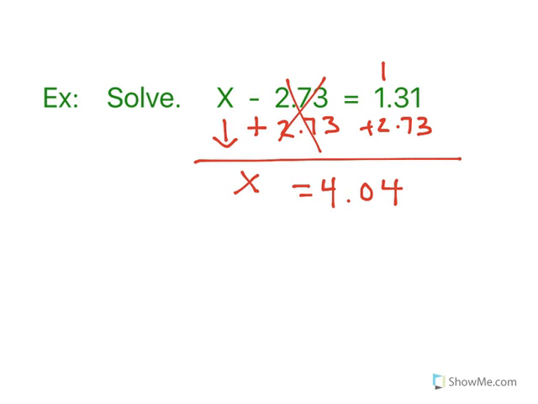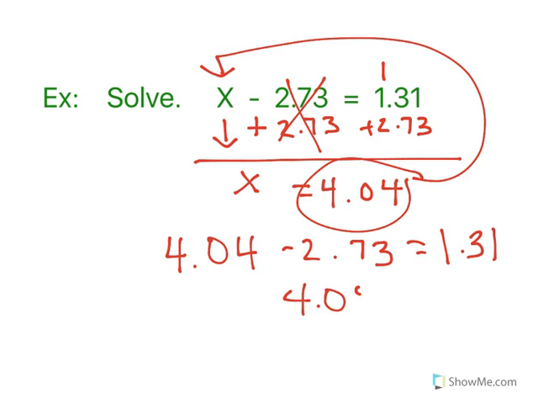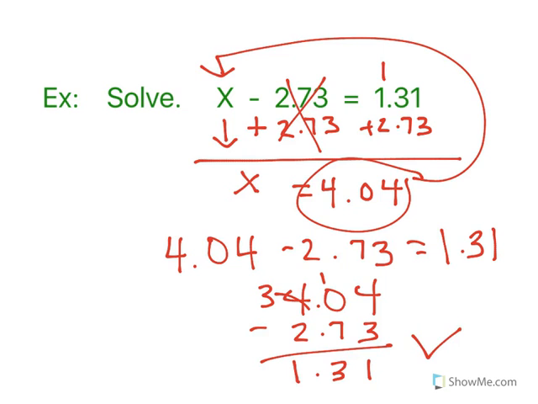Again, I want you to go back and double check your work. Plug your answer in for your variable and say 4 and 4/100 minus 2 and 73/100. Does that equal 1 and 31/100? Again, you can go back and subtract. Borrow. Then we get 1. So that checks out. So 4 and 4/100 is my final answer. Please don't forget to check your work.